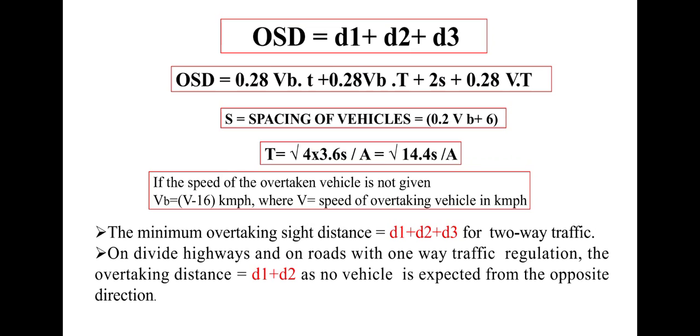Now the minimum overtaking sight distance is equal to d1 plus d2 plus d3 for two-way traffic. On divided highways and on roads with one-way traffic regulations, the overtaking distance is equal to d1 plus d2, as no vehicle is expected from the opposite direction.